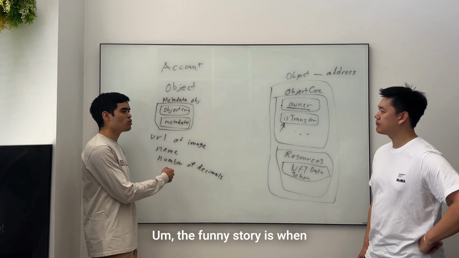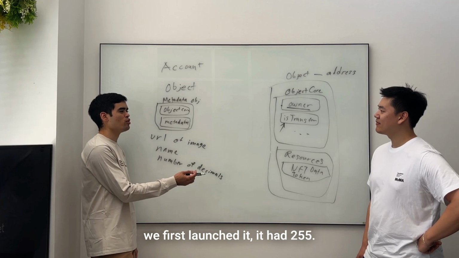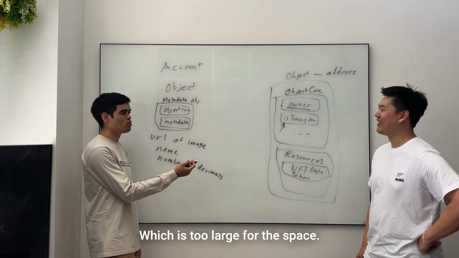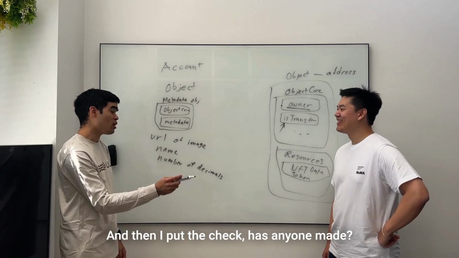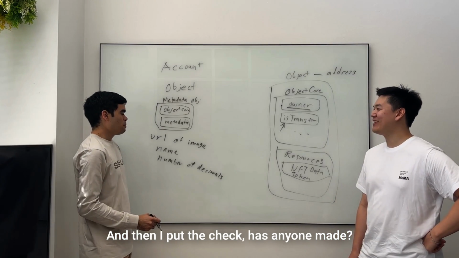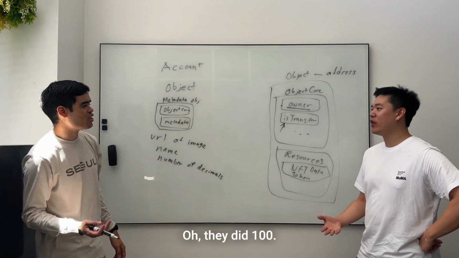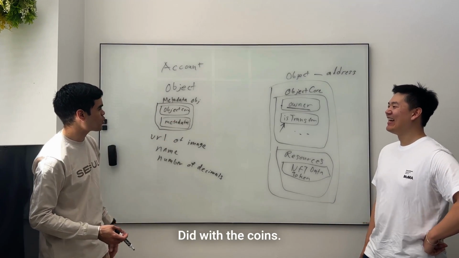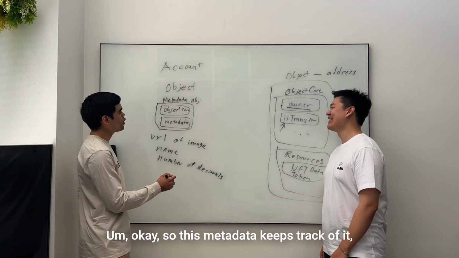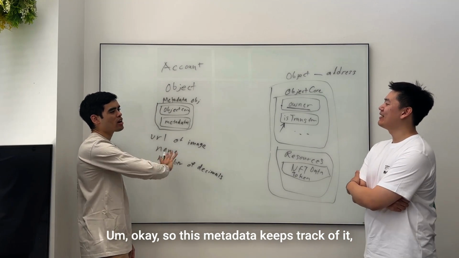The funny story is when we first launched it, it had 255, which is too large for the space. And then I put the check. Has anyone made an asset with like 100 decimals? They did it for the coins, the coin thing.